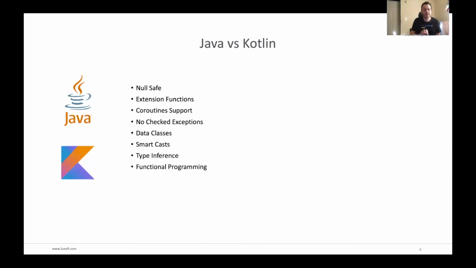We have type inference, which in Java we have since Java 10. Well, Kotlin has had it since the start of the language, and obviously we have all the powerful features of functional programming, because Kotlin is very, very functional, and you can use it in that paradigm. And the cool thing is that we can use both paradigms, functional programming and object-oriented programming.